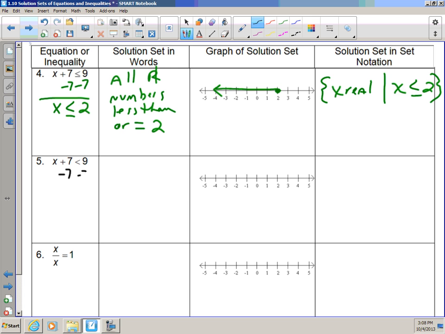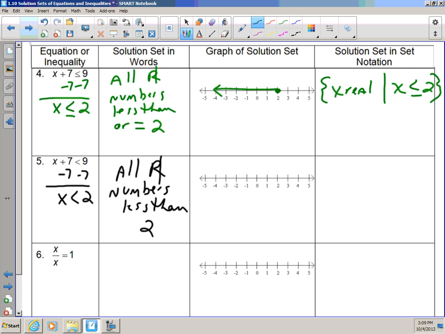I know this gets to be a little bit tedious, but I want to make sure you see each of the potential scenarios. Again, all real numbers less than 2. Open circle to the left, and my set notation. X is less than 2.